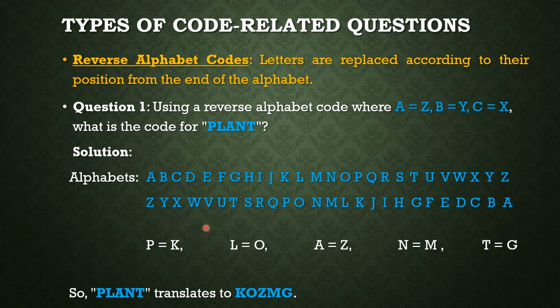So now if we look at plant, the P will get replaced with K here. The L should get replaced with O. A should get replaced with Z. N should get replaced with M here. And T should get replaced with G here. So the new code would be KOZMG.